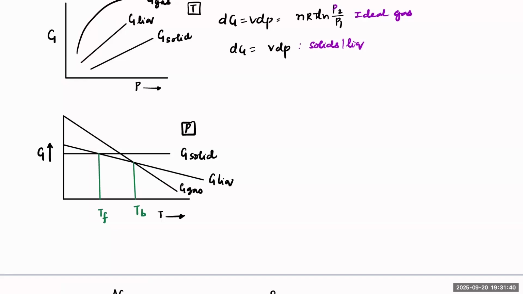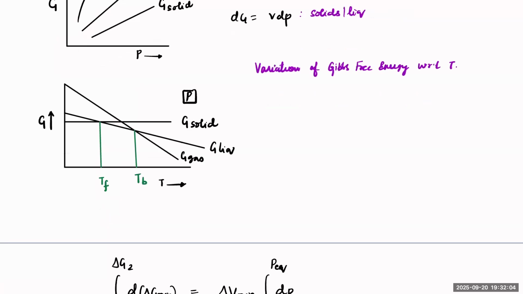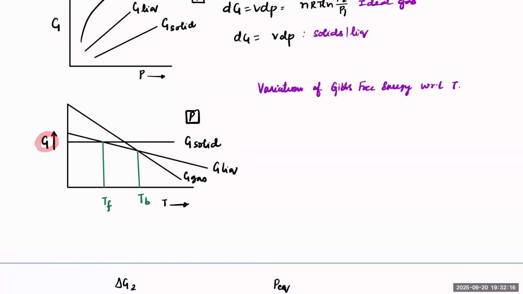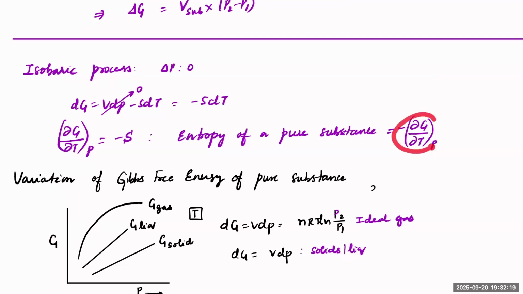Now, if you do it at constant pressure, what will it look like? Variation of a pure substance with temperature at a constant pressure. So this is the variation of Gibbs free energy with respect to temperature, at constant pressure. Based on this, we can say something about entropy, because this delta G factor, as the temperature changes, is representing the entropy factor.